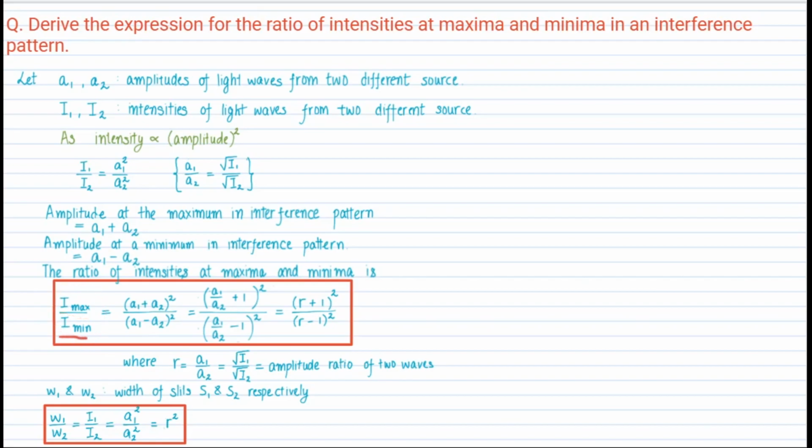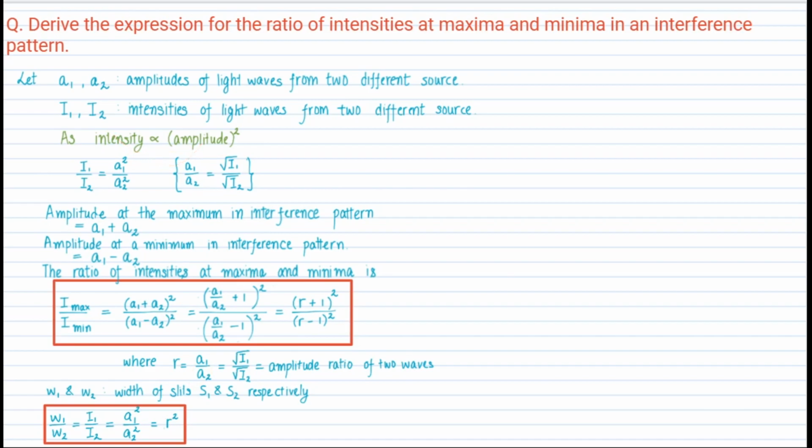I maxima by I minima equals (R plus 1) whole square upon (R minus 1) whole square, where R is known as the amplitude ratio of the two waves. That means the ratio of A1 by A2, where A1 is the amplitude of the light wave coming from slit S1, and A2 is the amplitude of the light wave coming from slit S2. And since the intensity is directly proportional to amplitude square, I can also say my amplitude is directly proportional to the square root of intensity, vice versa.